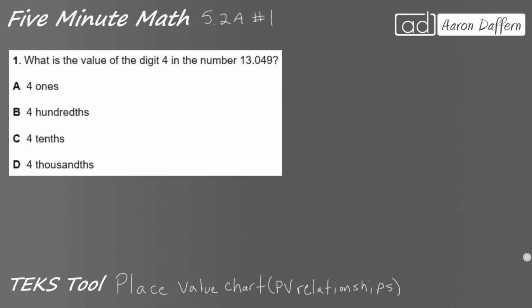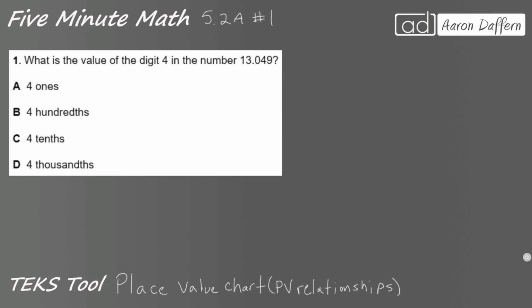So we have a simple question here. We've got a 4 in this number, 13.049. We need to find the place value. If we know how to read this in correct place value terminology, 13 and 49 thousandths, that might help us a little bit. Let's represent this with a place value chart.